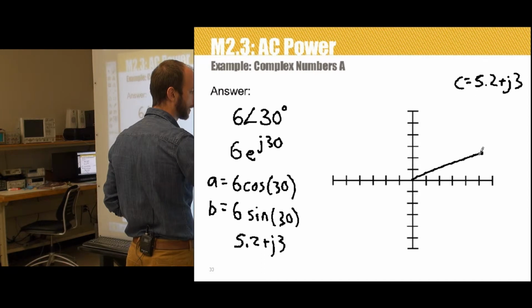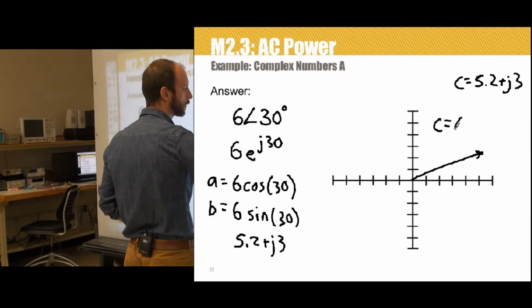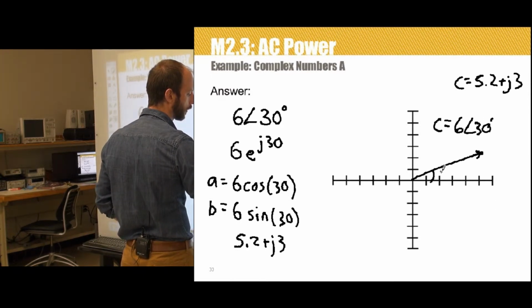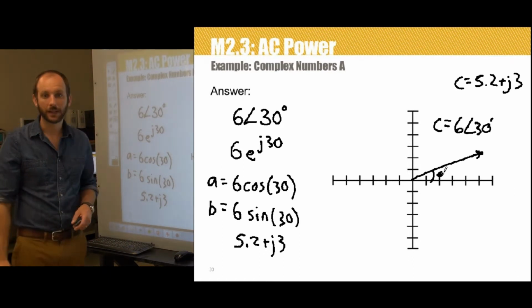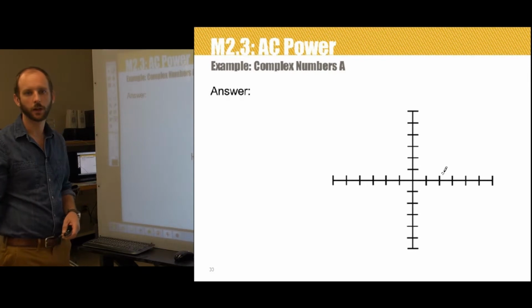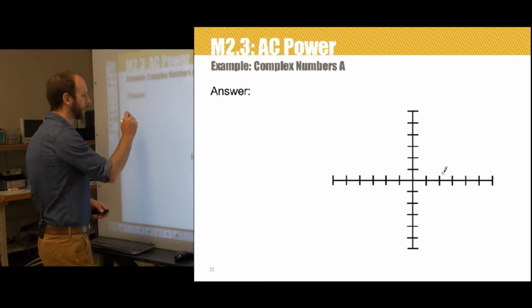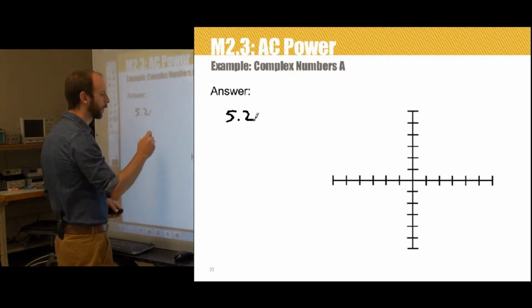Alternatively, we could say it is c is equal to 6 angle 30 degrees, right? That's a 30-degree angle right there. So that's A. And B, if we start with, I think the answer is kind of obvious, right? But let's just go through it for the practice.